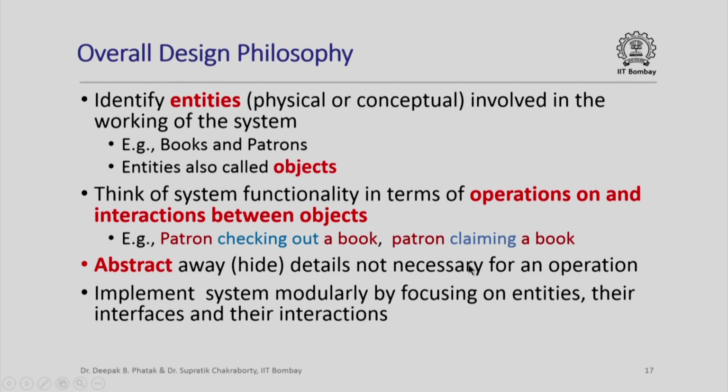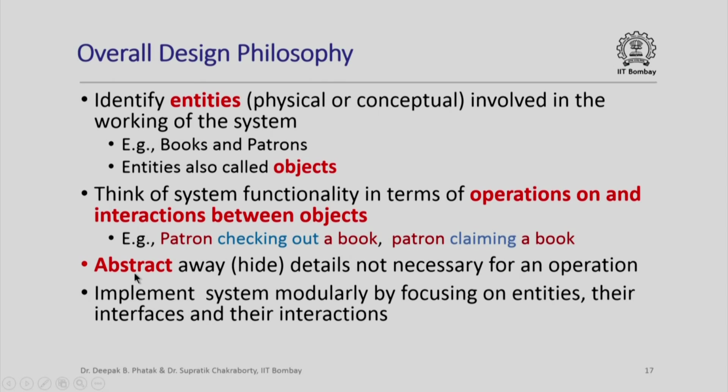So what is the overall design philosophy that we are appealing to over here? We are saying that when you are trying to design a complex software system, first identify the entities, which could be physical or conceptual entities, that are involved in the working of the system. For example, in our example, they were books and patrons, and these entities are also going to be called objects. Then you can think of the system functionality in terms of operations on and interactions between these objects. For example, a patron, an object, could be checking out a book, which is another object. Similarly, a patron could be claiming a book, which is another object.